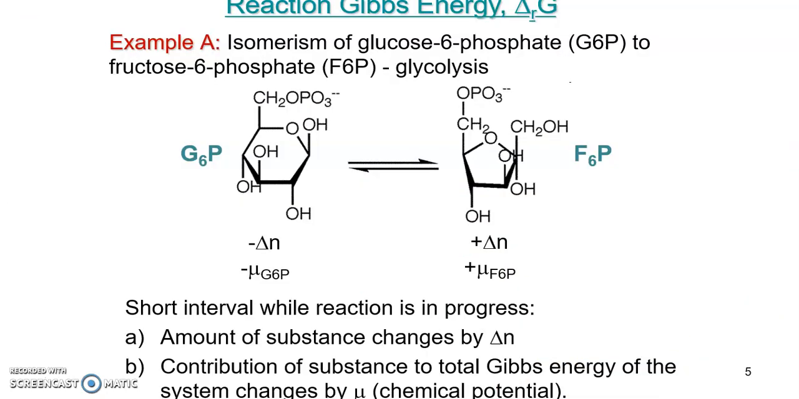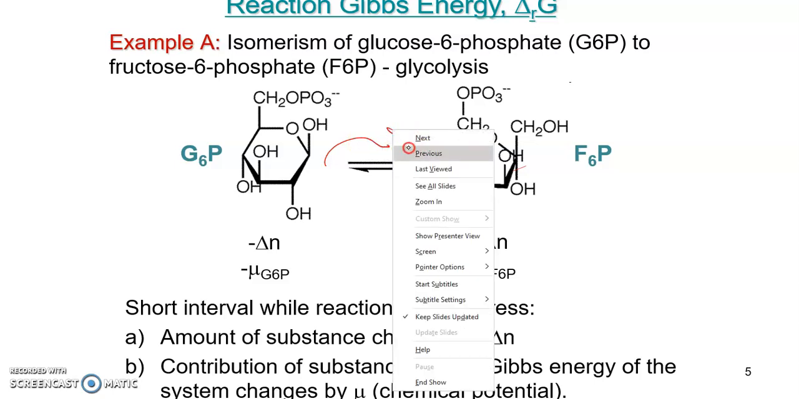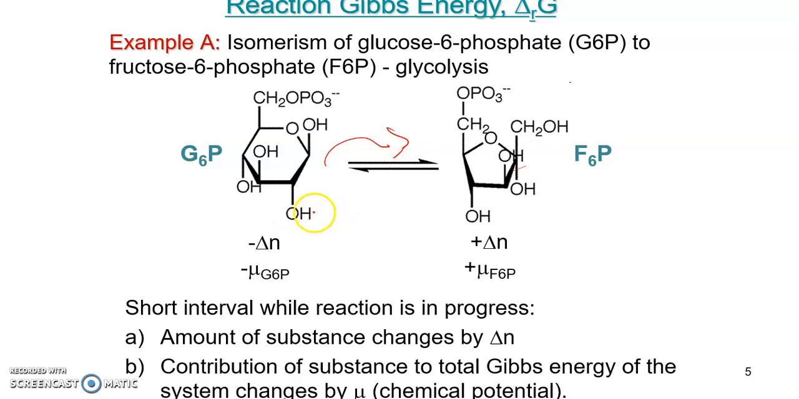For a reaction that gives energy, I have two examples here. The first example is the isomerization of glucose 6-phosphate, or G6P, to fructose 6-phosphate, or F6P. This process is part of glycolysis. Here is the molecular structure of glucose 6-phosphate, and here is the molecular structure of fructose 6-phosphate. Once this reaction undergoes a chemical change, G6P will be converted to F6P. Thus the concentration of G6P will decrease, and the concentration of F6P will increase.